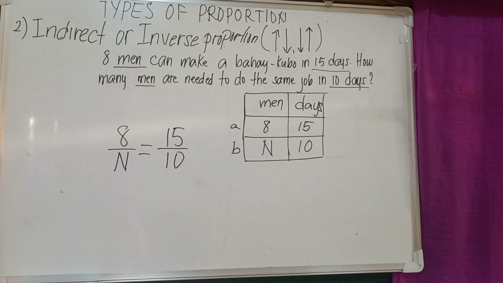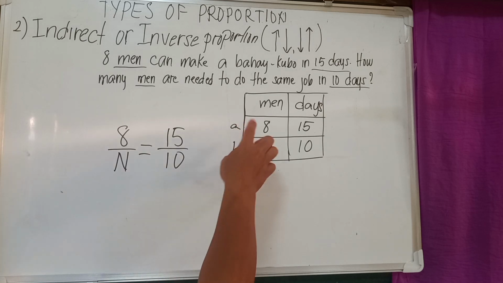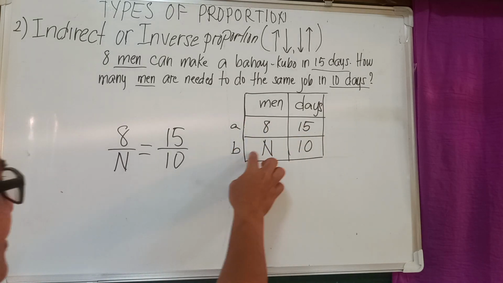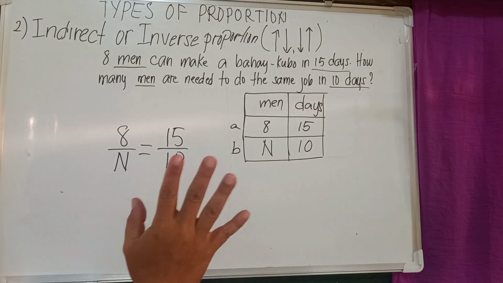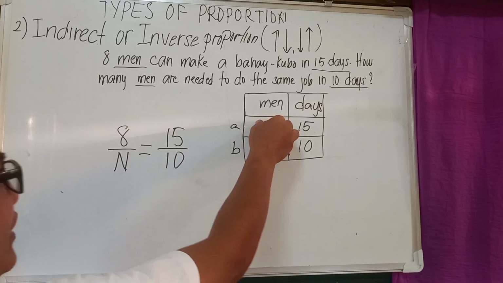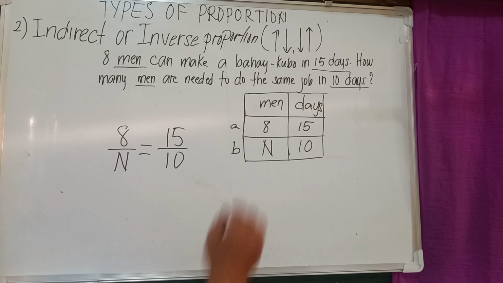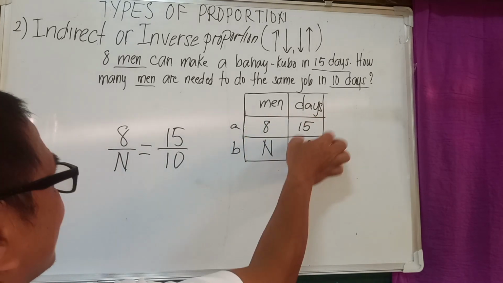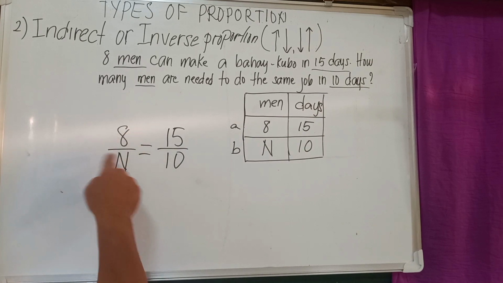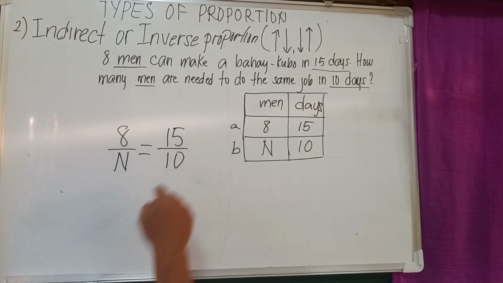Hindi kagaya dun sa ating direct proportion, magkaibang quantity. 8 is to 15. N is to 10. Kaya huwag kayong malilito. Pag sa inverse, parehas na quantity, yun yung ratio natin. Parehas na quantity. Men, days, days. So, 8 over N, 15 over 10. Okay? Now, hindi pa dyan nagtatapos.